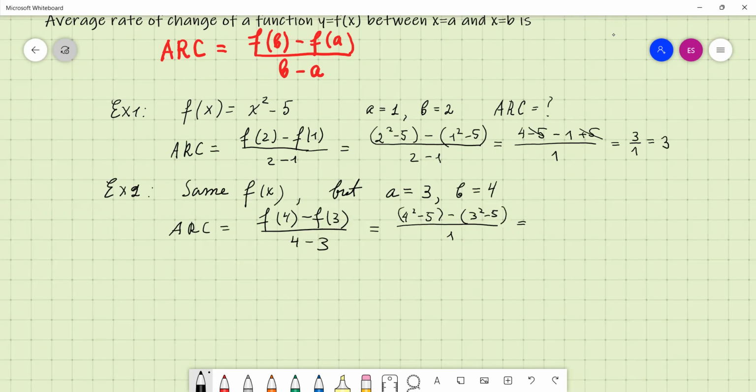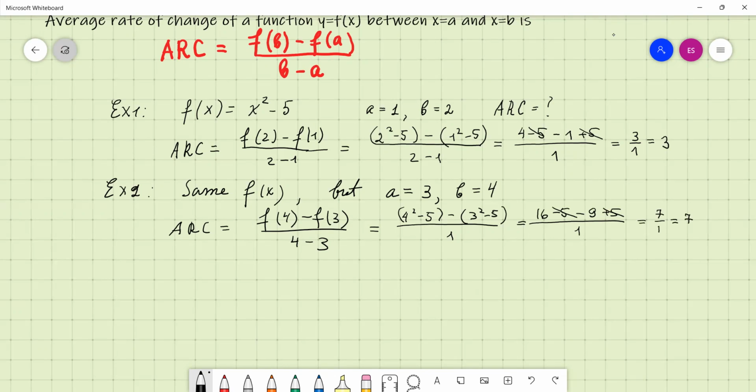Now we're going to simplify it. 4 squared is 16, minus 5, minus 3 squared is 9, and minus minus is going to give me plus. And 1 over here. 5 and 5 are going to cancel, 1 was minus, 1 was plus. 16 minus 9 is going to give me what? 7 over 1. And the final answer is going to be 7.